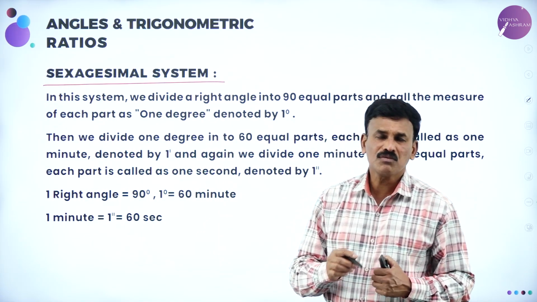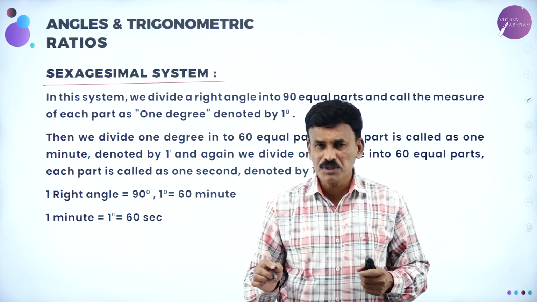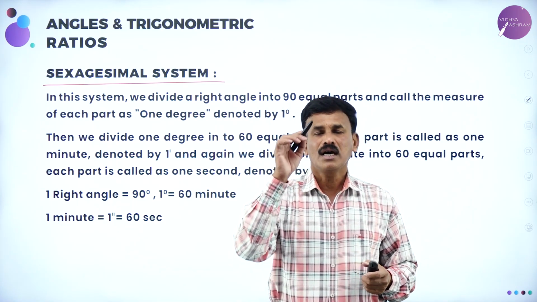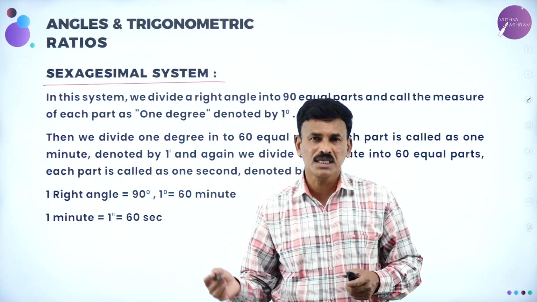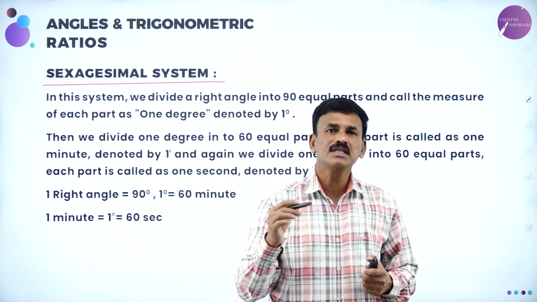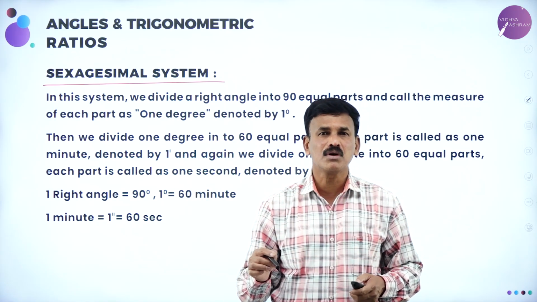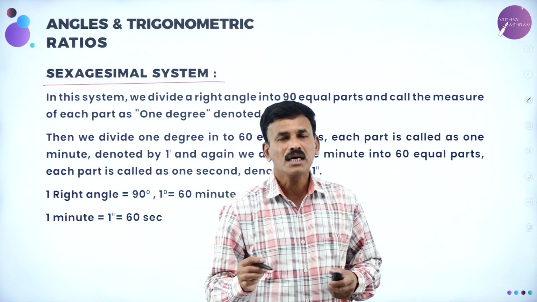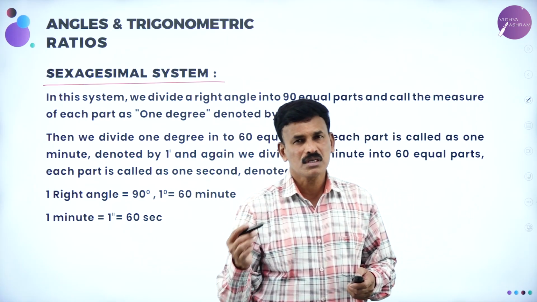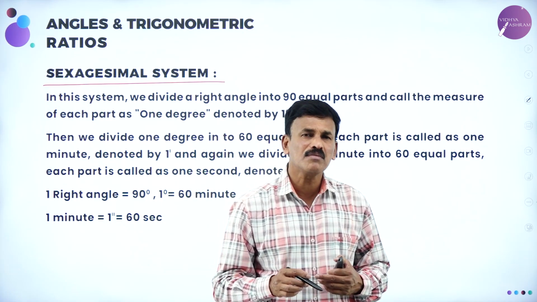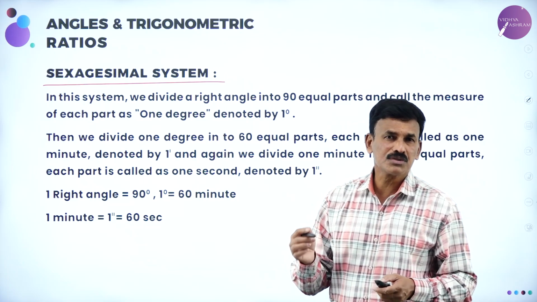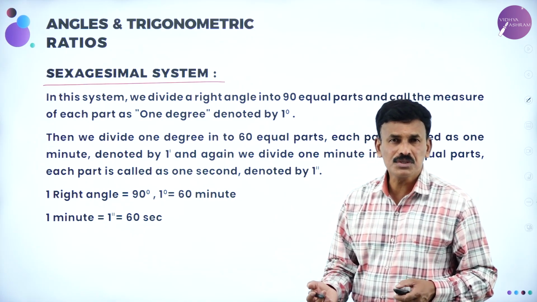In this measure, one right angle, the angle between a horizontal line and the vertical plumb line, is called a right angle, and one right angle is divided into 90 equal parts and each part is called a degree. Again, 1 degree is divided into 60 equal parts and each part is called a minute. Again, 1 minute is divided into 60 equal parts and each part is called a second. So, in this type of measurement, one right angle is equal to 90 degrees, 1 degree is equal to 60 minutes, and 1 minute is equal to 60 seconds.